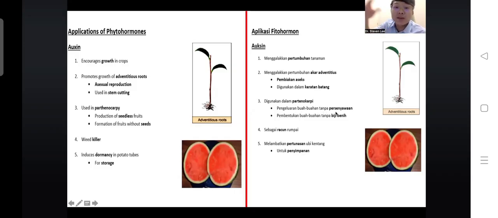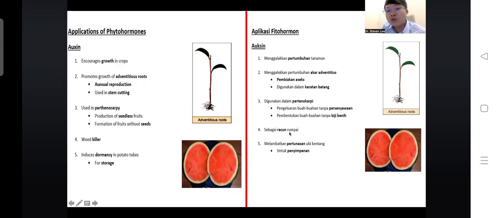Later you will understand in chapter 6. Basically, if you want to form fruits, you must fertilize. So if you want to form fruit without fertilization, then you must spray auxin. So pembentukan buah-buahan tanpa biji benih. It's just like getting pregnant without a baby inside. It's very weird, isn't it?